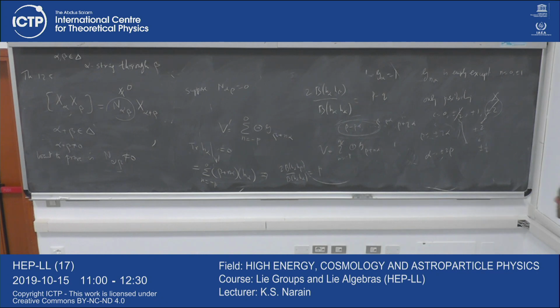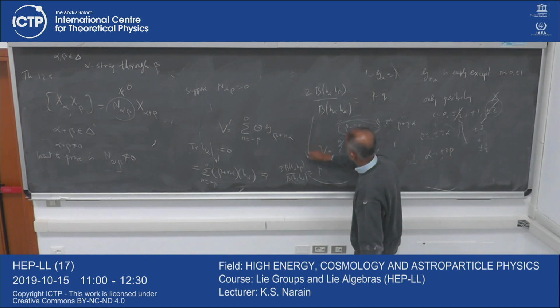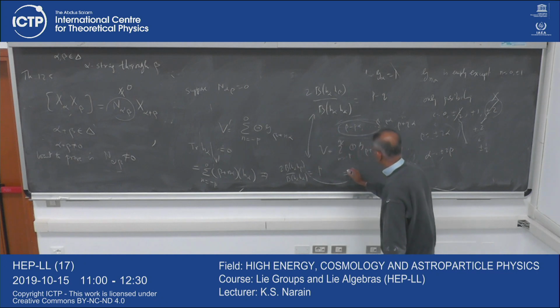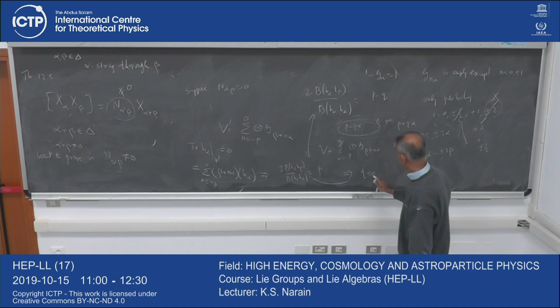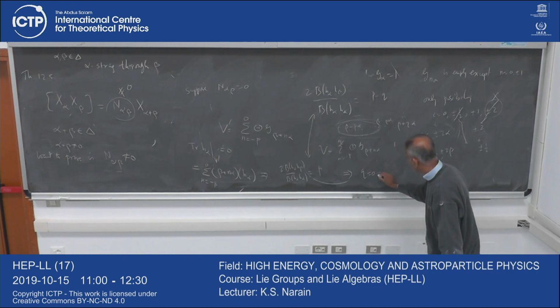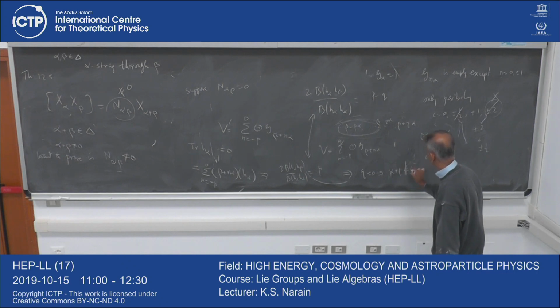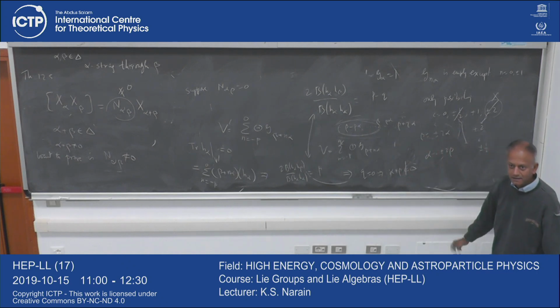Yeah, so these two equations together imply that q equals 0, but that's a contradiction. Because if q is equal to 0, this would imply that alpha plus beta is not a root. But that's a contradiction.